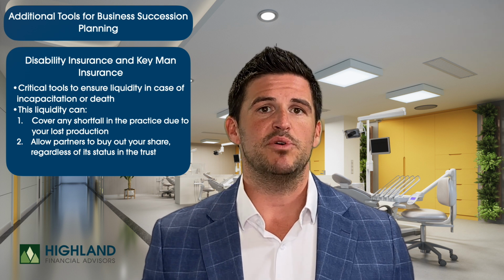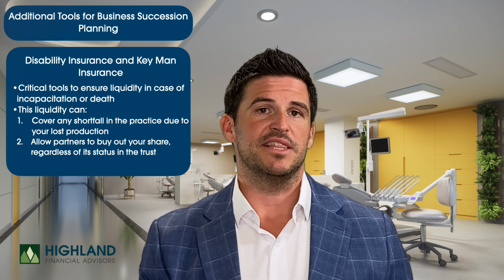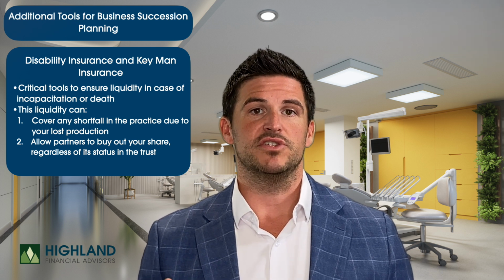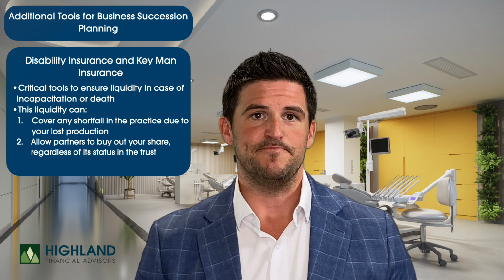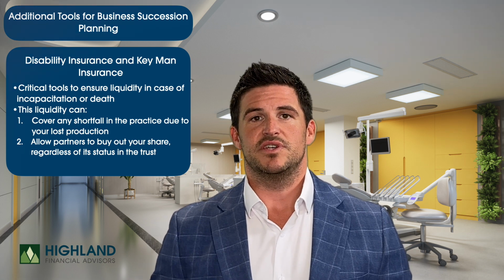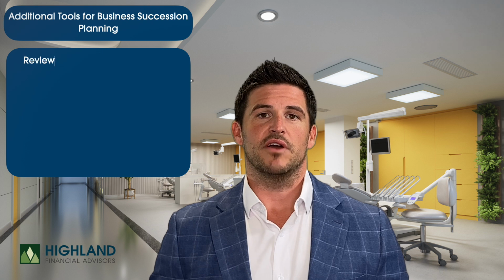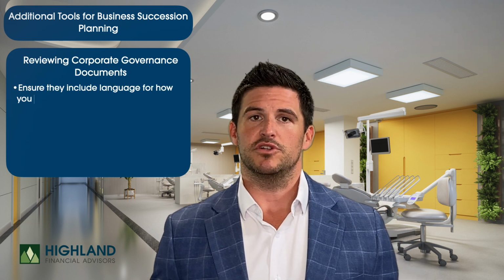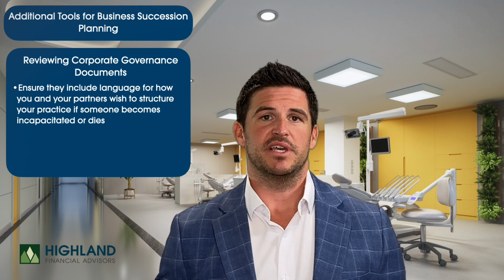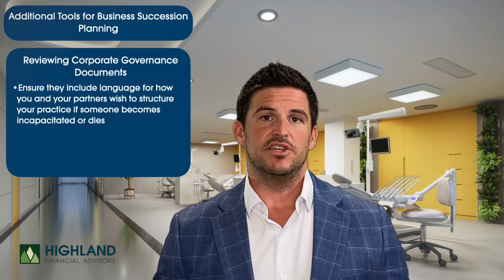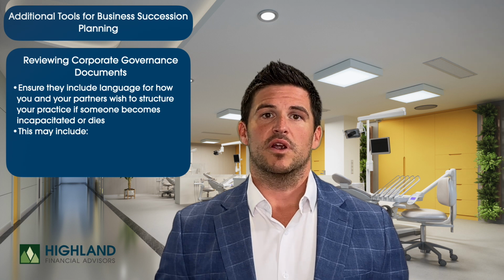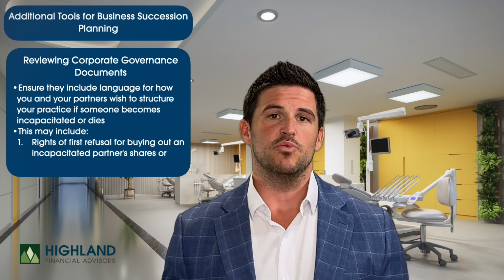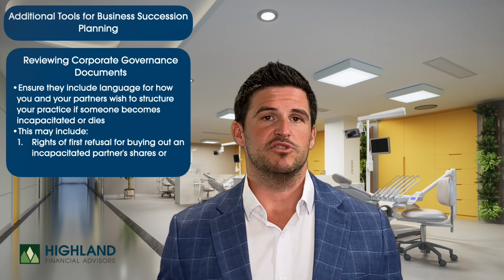So in Maria's example, if she and her partners had had the appropriate disability or key man insurance, there might have been enough liquidity for her partners to buy her husband and her share out. The second tool you want to consider is a thorough review of your corporate governance documents, to make sure they include the appropriate language for how you and your partners want to structure your practice in case any of you were to become incapacitated or pass away. This would include the right of first refusal for buying out the incapacitated partner's shares, with a valuation that you would have received from a third party, so that everyone is made whole.